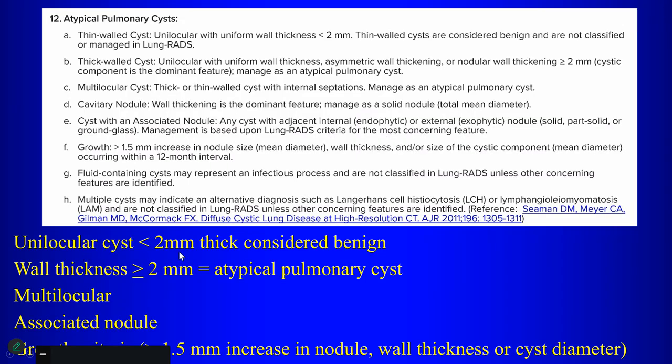So if the cyst wall is less than 2 millimeters and there are no solid elements, that is considered benign. That is not an atypical pulmonary cyst. That does not get scored. That's not going to change management. The number is greater than or equal to 2 millimeters. If the wall thickness is greater than or equal to 2 millimeters, that is an atypical pulmonary cyst. If it's multilocular, it's an atypical pulmonary cyst. If there's an associated nodule, it's an atypical pulmonary cyst. Growth criteria for the cyst is a 1.5 millimeter increase in nodule or wall thickness or cyst diameter.